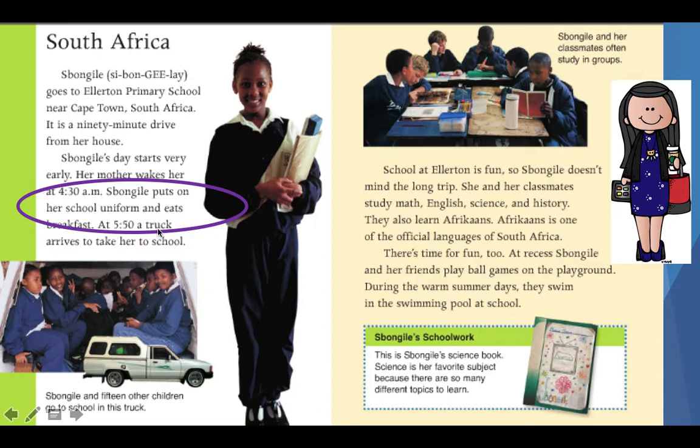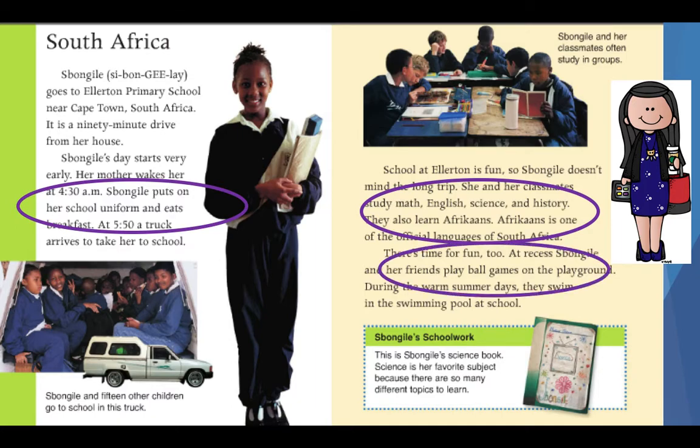This is a good detail. That's something I can teach my reader. Another detail is what they learn in school. So I know that they study math, English, science, and history. I also see that they learn a language. It looks like it says Afrikaans, and it's a language in South Africa. So that would be something interesting that I could tell my reader.